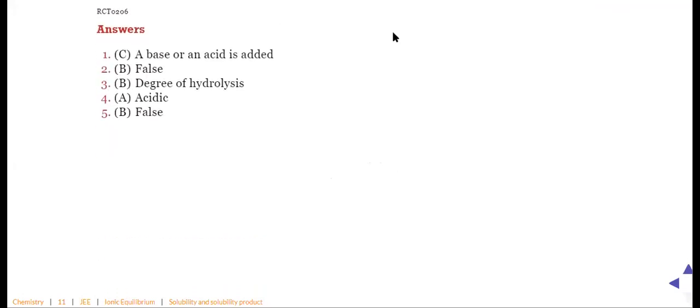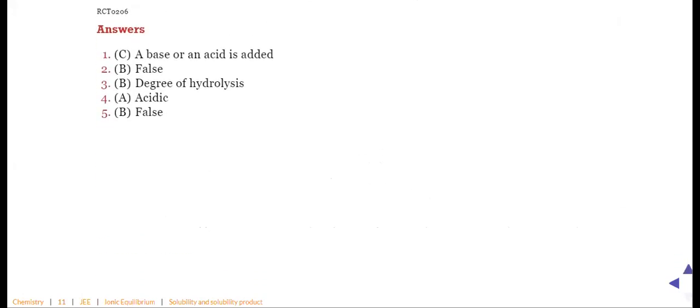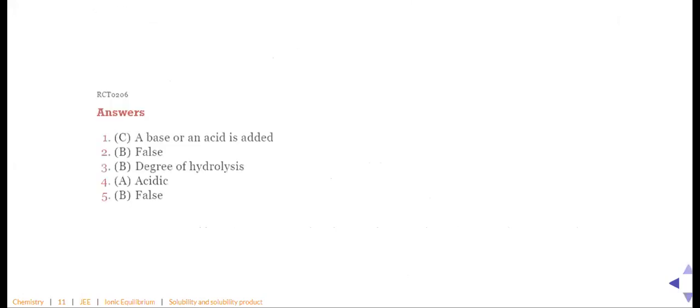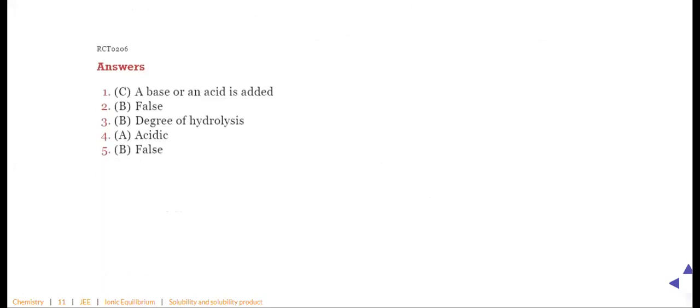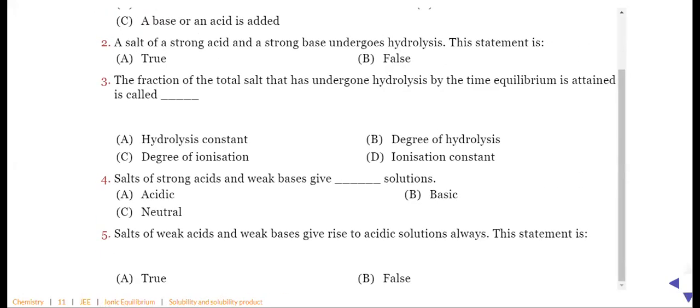Let's see the answers. The first one is C. Second is false. Third, it is degree of hydrolysis. I told you h is the same as alpha, where alpha was degree of dissociation; h is degree of hydrolysis, and Kh is called the hydrolysis constant. Now the fourth one, as you said, it will be acidic, and the fifth one is false. Strong acid and weak base, it will be acidic.